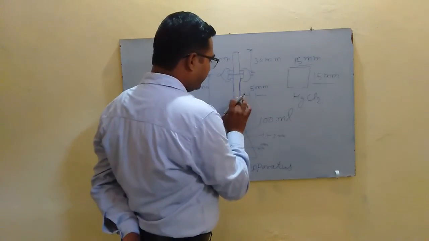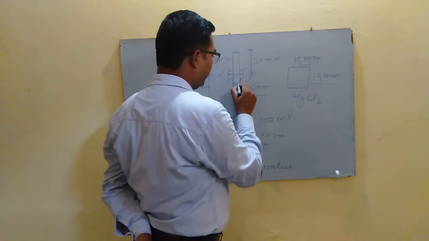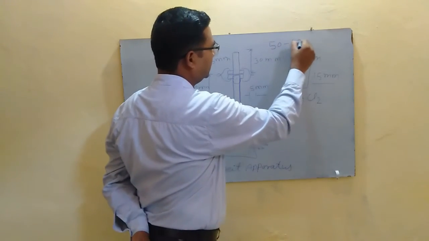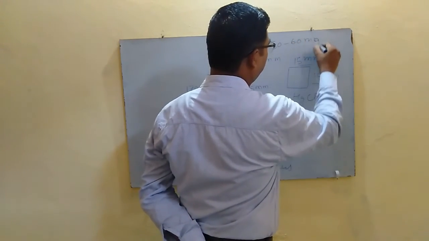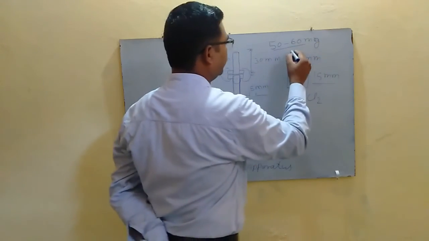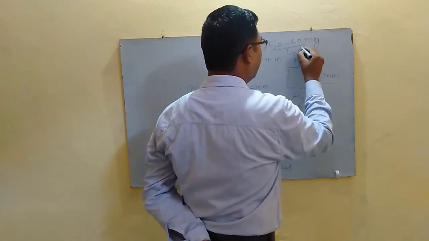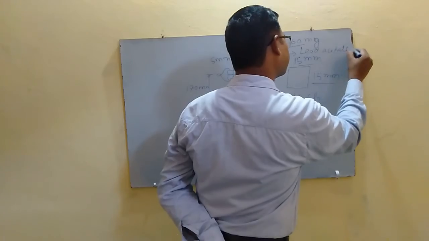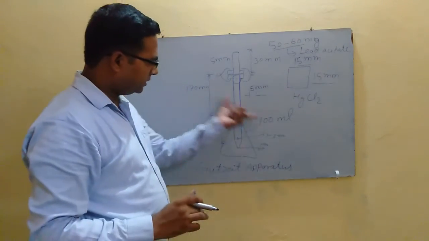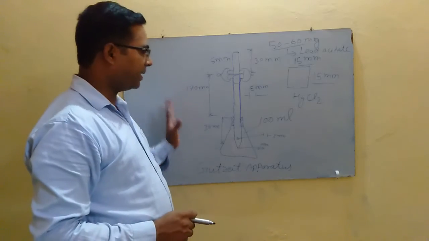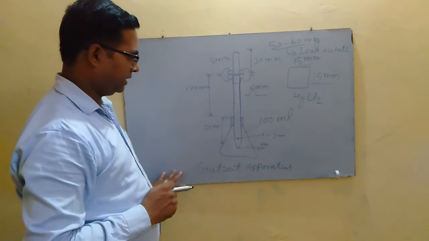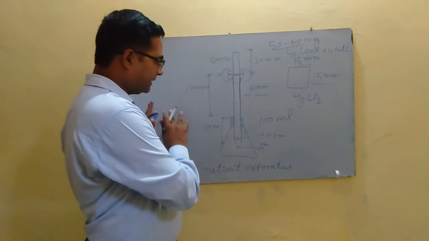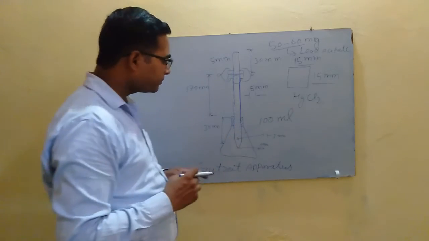The upper end of this tube is filled with a cotton plug of 50 to 60 mg in weight, which is moist with lead acetate. So this is the description of the Gutzeit apparatus used in the limit test of arsenic. A set of two Gutzeit apparatus is used, one for the test sample and another for the standard.